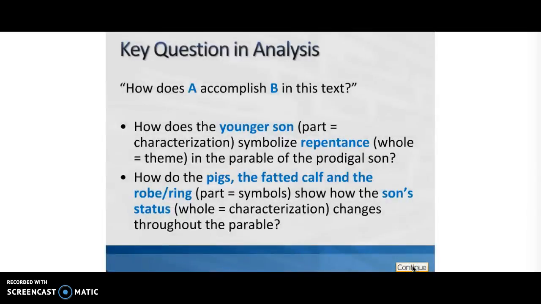Remember our model question, how does A accomplish B? Here we have two questions about the parable of the prodigal son. In each question, you'll see a different A and a different B. That's because literature is complex. That's what people love about it.